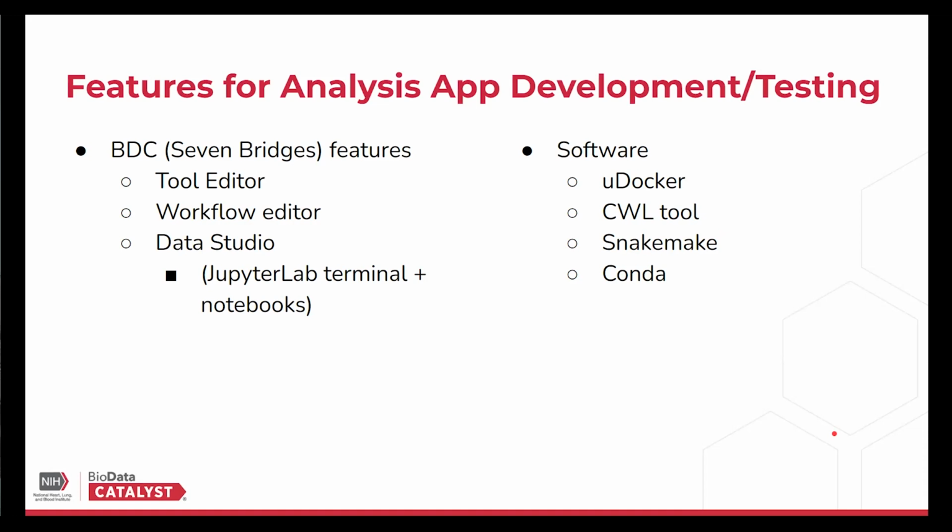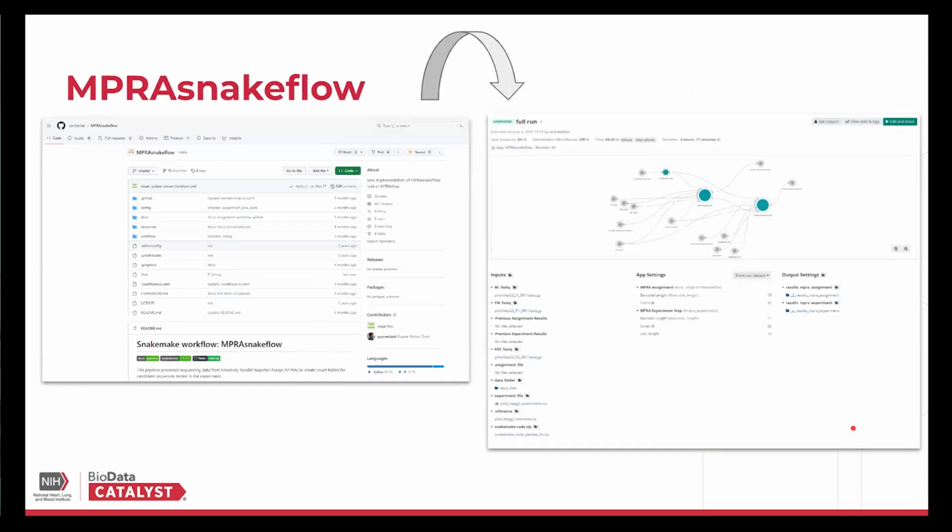Now, some of the software that we use: SnakeMake, we use Conda, we used the CWL tool, which is an open source executor for CWL workflows, and we used a piece of software called UDocker. These are kind of new things that we're experimenting with. And what they allow us to do is take the GitHub project, in this case MPRA Snakeflow, and make it runnable in a graphical interface.